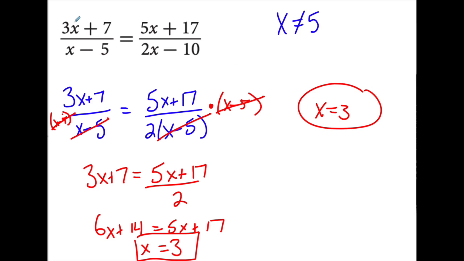Let's check our work. So I get 9 plus 7 is 16. 3 minus 5 is negative 2. 15 plus 17 is 32. 6 minus 10 is negative 4. 16 over negative 2 is negative 8. 32 over negative 4 is negative 8. Negative 8 equals negative 8. All right.